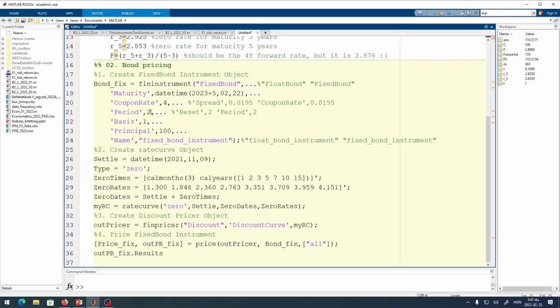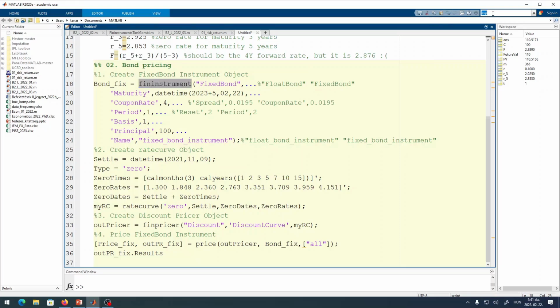Okay, period of payments. Let's say it's 1. So if it's floating, then it's a reset time; it's a period in the case of fixed rate. But let's say it's 1. Basis is also 1, principal is 100, and it's a fixed bond instrument. And you can ask the question, okay, but can we change it somehow?